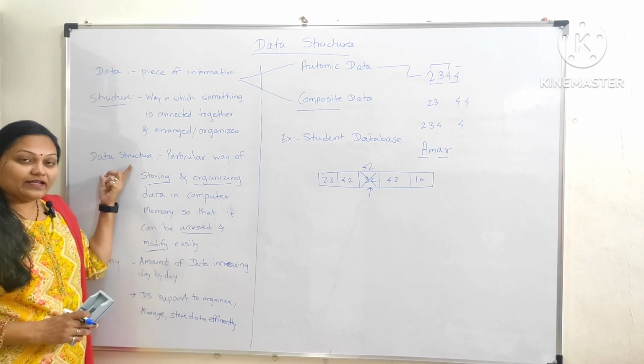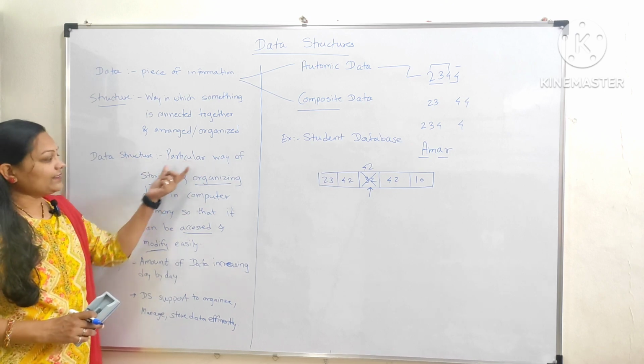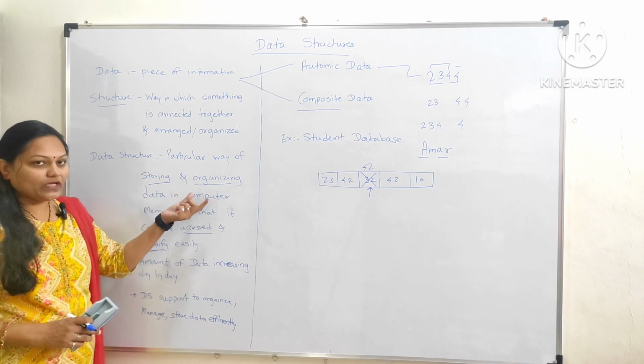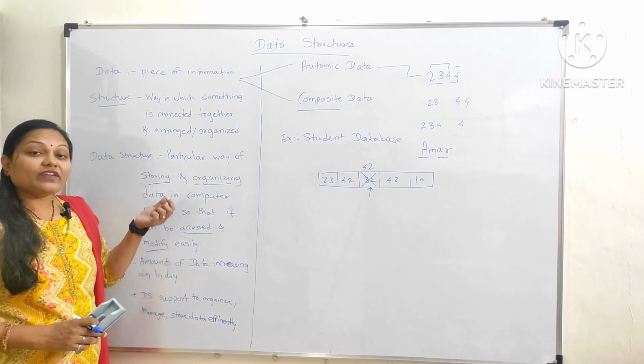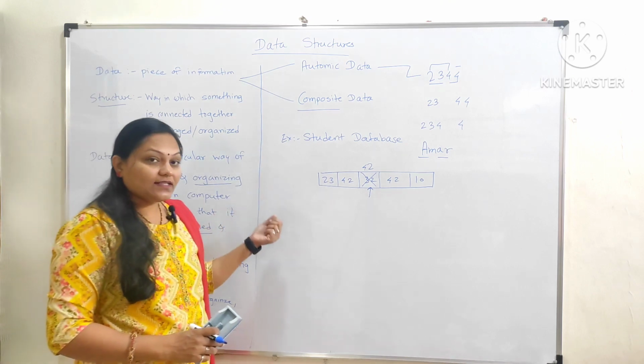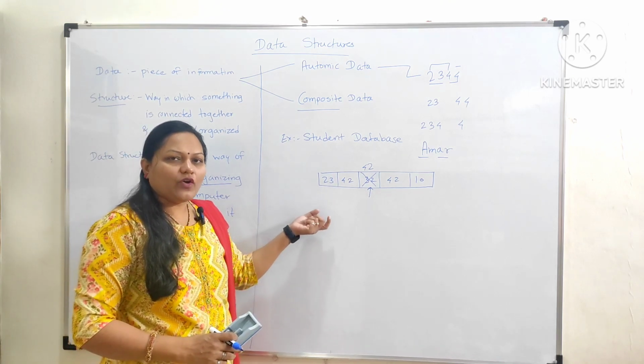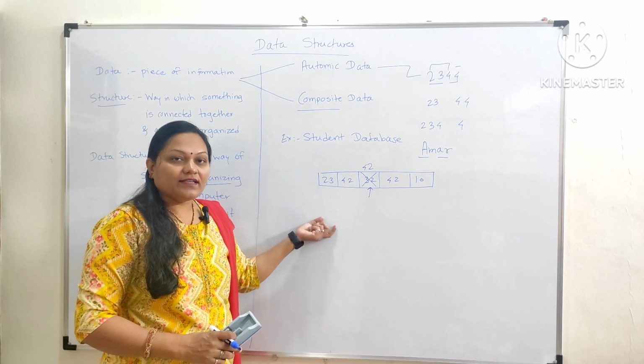So formally, how can we define data structure? We can say it is a particular way of storing and organizing data in computer memory so that we can access that data easily and we can perform many operations on that data easily.